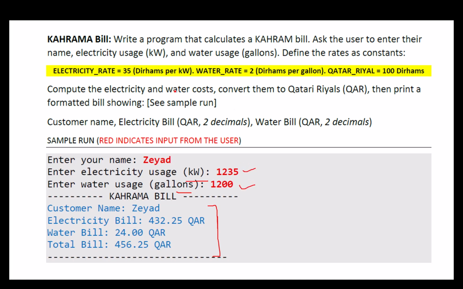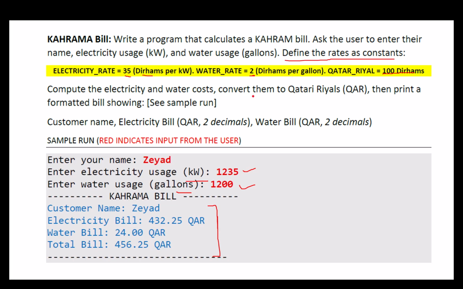The prices here, as you see, electricity rate is 35 dirhams per kilowatt. Water rate is 2 dirhams per gallon. And as you know, you have 100 dirhams in the Qatari Riyal. The rates should be configured as constants. In your code, you're going to configure the rates as constants. So let's see what we have here.